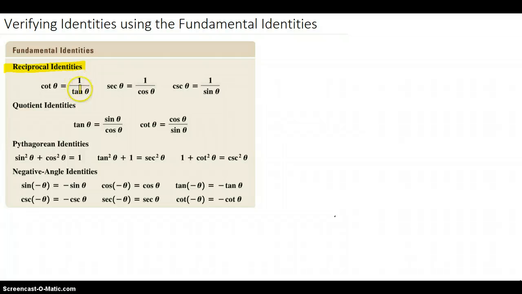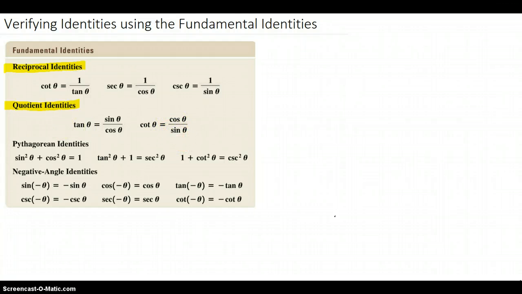Cotangent we know is 1 over tangent. Secant we know is 1 over cosine, and cosecant is 1 over sine. The next one is the quotient identities, where tangent is sine over cosine. Cotangent, the reciprocal of tangent, is what I was trying to say. We know that it's cosine over sine.